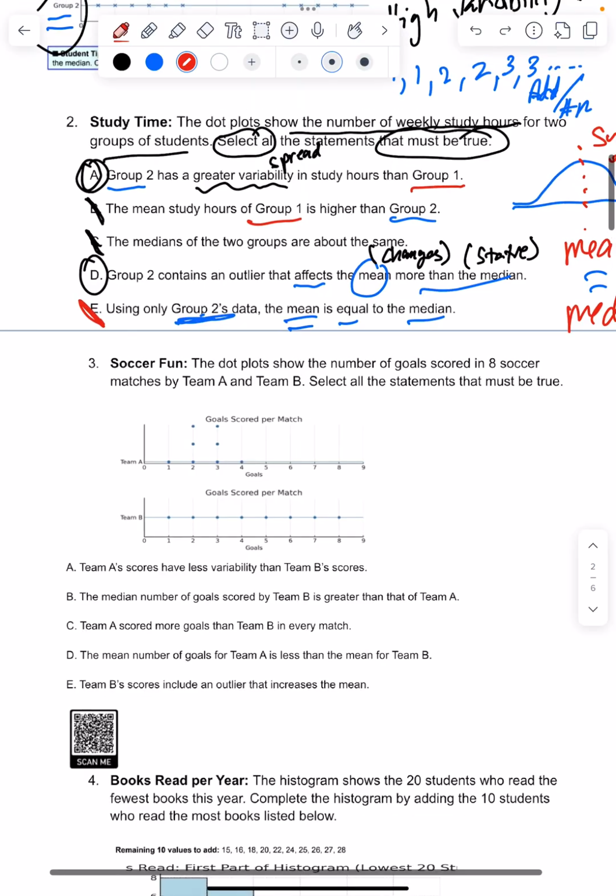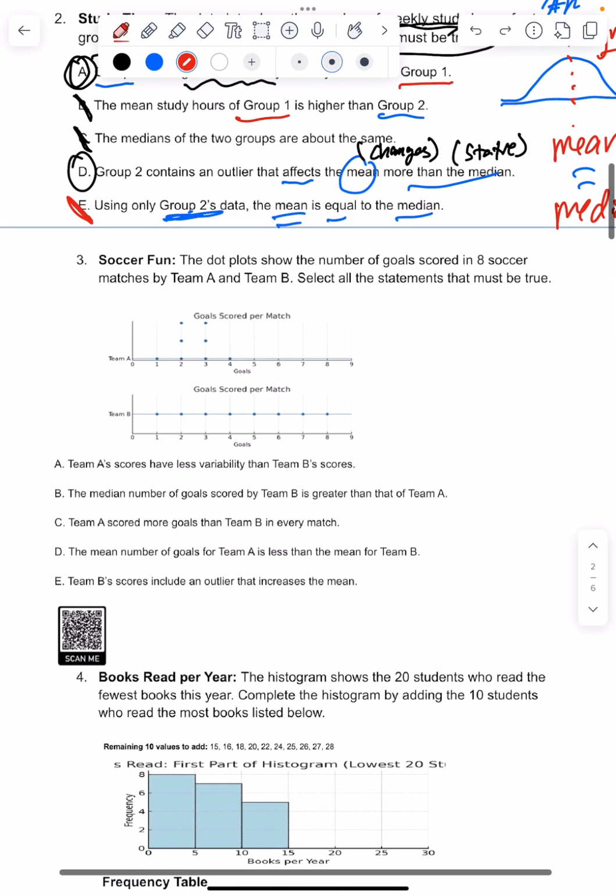Now looking at question 3, it says the dot plots show the number of goals scored in 8 soccer matches by Team A and Team B. So again, we have 2 different teams. I want to make sure that I make that distinction between what team I'm looking at every single time I'm answering the questions.